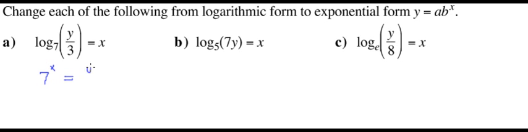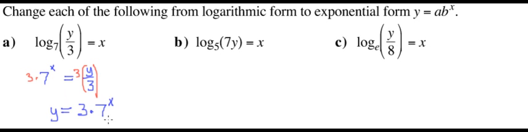equals y over 3. If this were just plain old y, we'd be done right here. But if we want to solve this for y, right now y is divided by 3. So to undo that, we multiply this side by 3. And we multiply this side by 3. And we get y equals 3 times 7 to the x power.